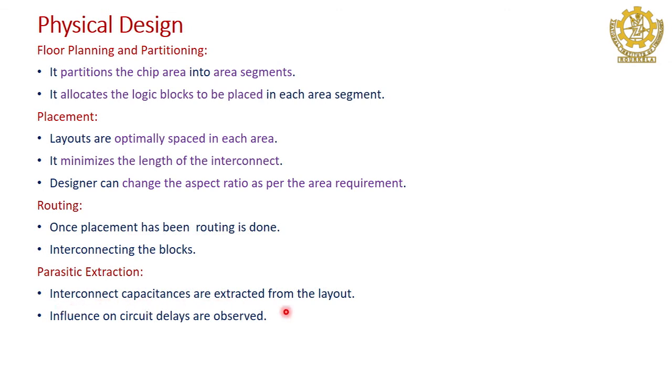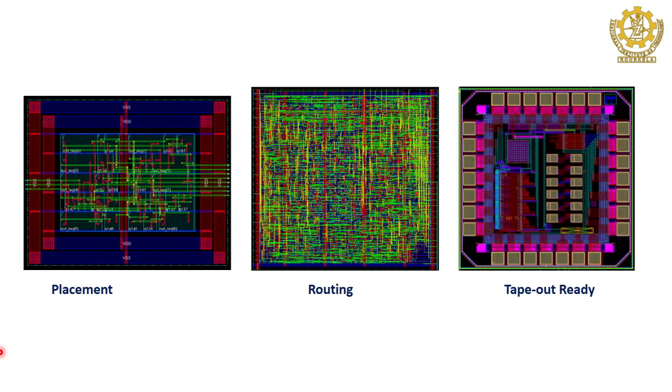Interconnect capacitances are extracted from the layout. It will be done automatically by the tool only. You just have to understand the tool and how to use it. And the influence of the capacitance on the circuit delays is observed. That means you assume that your inverter should give a propagation delay of, let us say, 10 nanoseconds, but that is a small design. In a big design, if your delays are very high, your data is not reaching at the time it is desired, then obviously your functionality will not be matched. So parasitic extraction tools are there from each company, and we have to use them.